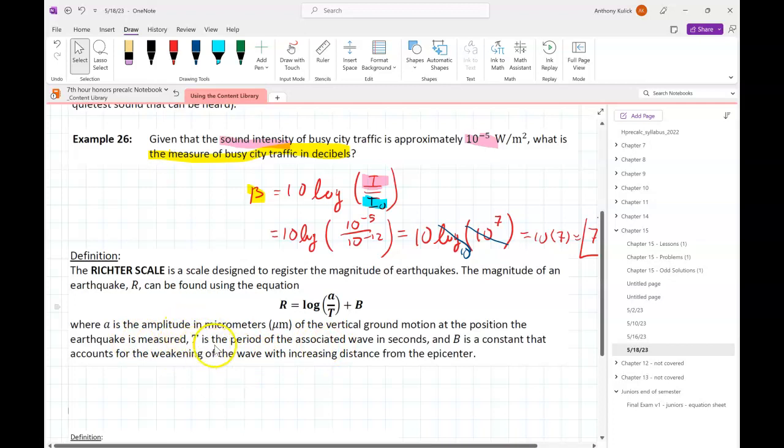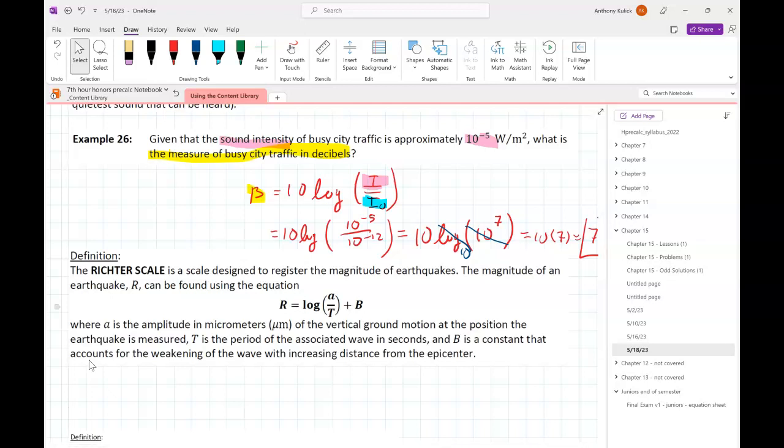T is the period associated with the wave. So the period for this is going to be like the time it takes to go from normal to up to down, back to normal, right? That's like a sine wave. So that's T. T is just that amount of time. And this B is a constant that accounts for the weakening of the wave with increasing distance from the epicenter.